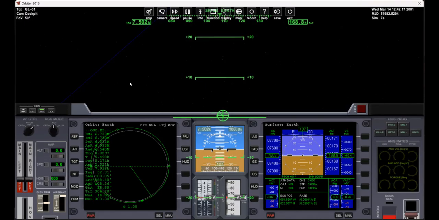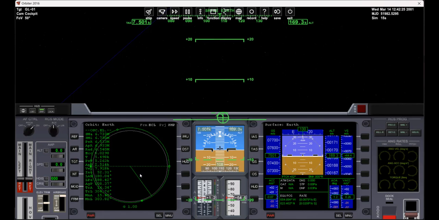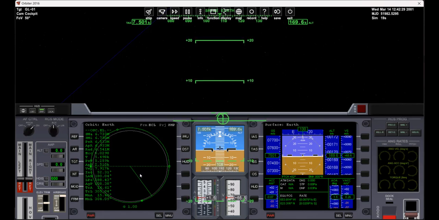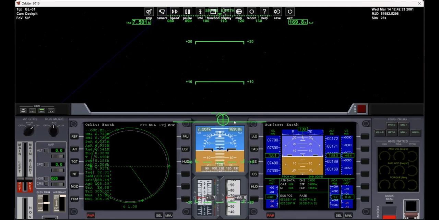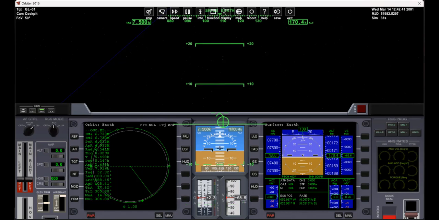Okay, I'm currently in the Delta Glider spacecraft. This is the multifunction display, and what I want to demonstrate is how to change the pitch angle. Okay, so this is the heading indicator, and it says right now the pitch angle is 0. This is plus 10 degrees. This is minus 10 degrees.